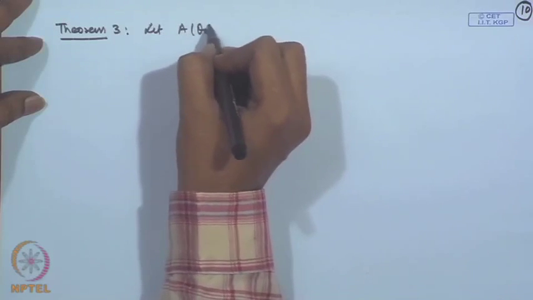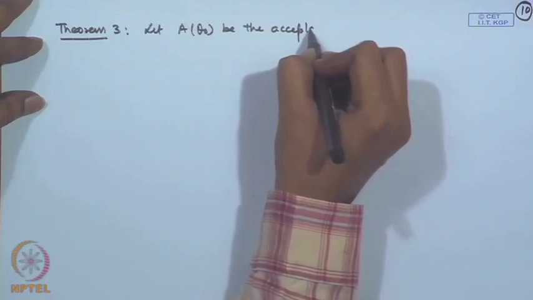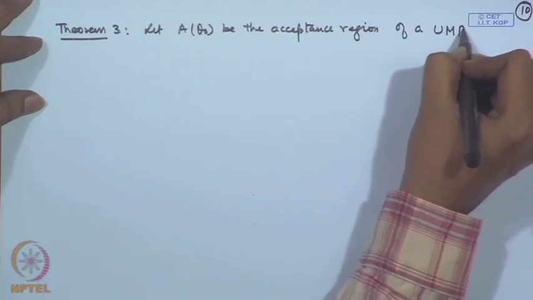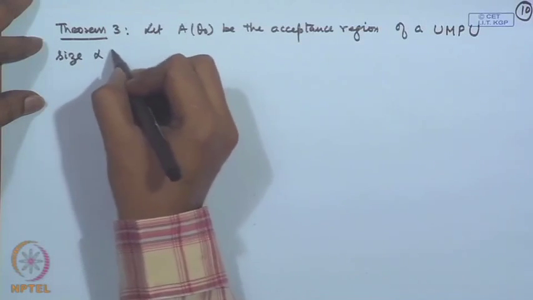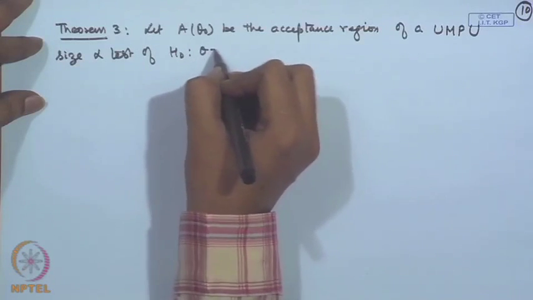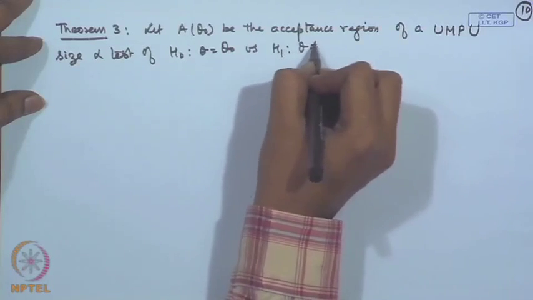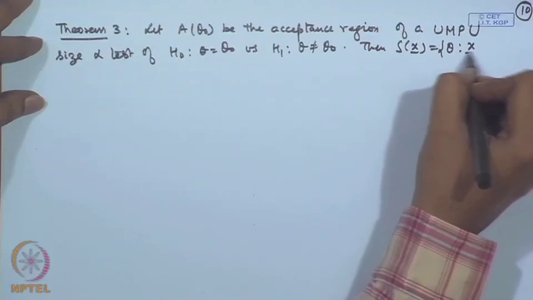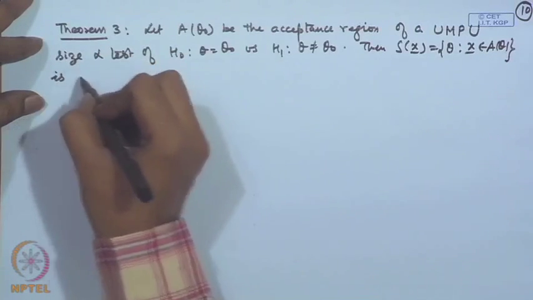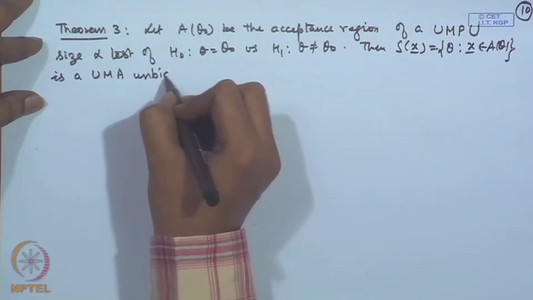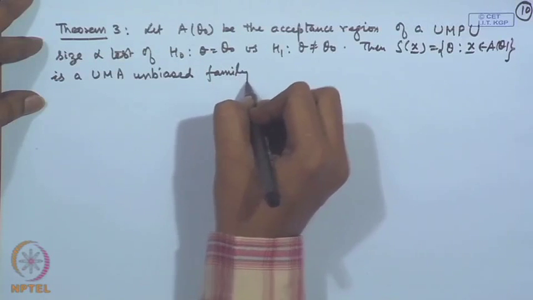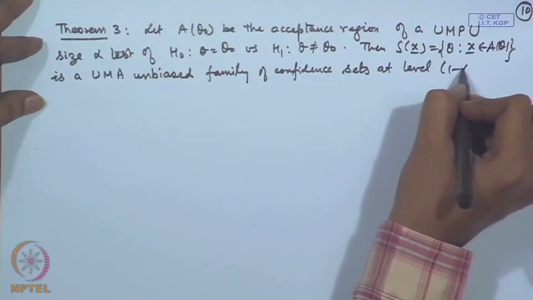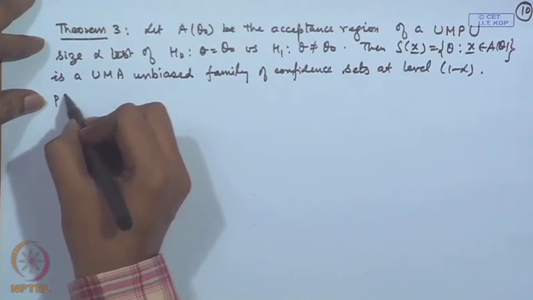Let A theta naught be the acceptance region of a UMPU size alpha test of H naught: theta is equal to theta naught against, say, H 1: theta is not equal to theta naught. Then S x is equal to the set of theta such that x belongs to A theta. This is a UMA unbiased family of confidence sets at level 1 minus alpha. Let us look at the proof of this.